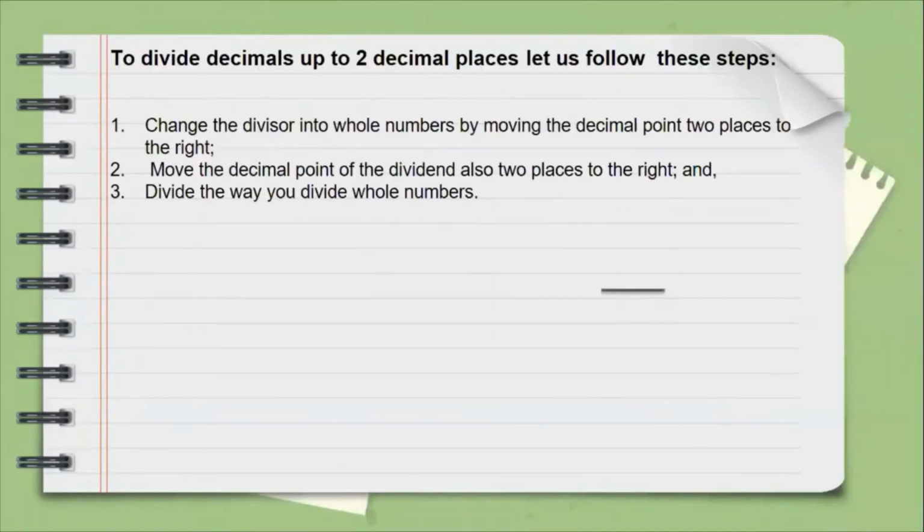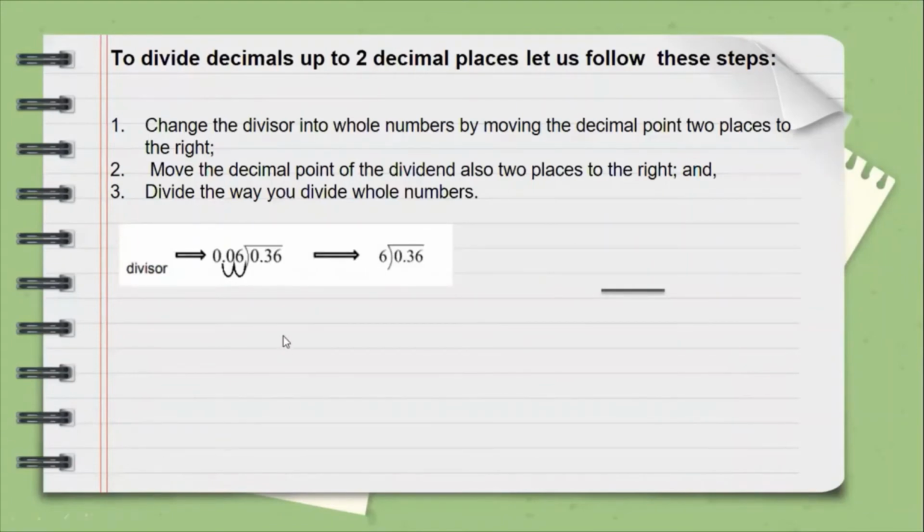For this one, we need to follow the following steps to divide decimals up to 2 decimal places. The first thing that we need to do is change the divisor into a whole number, moving the decimal point 2 places to the right. Number 2, move the decimal point of our dividend 2 places to the right also. And lastly, that's the time that we're going to divide as whole numbers.